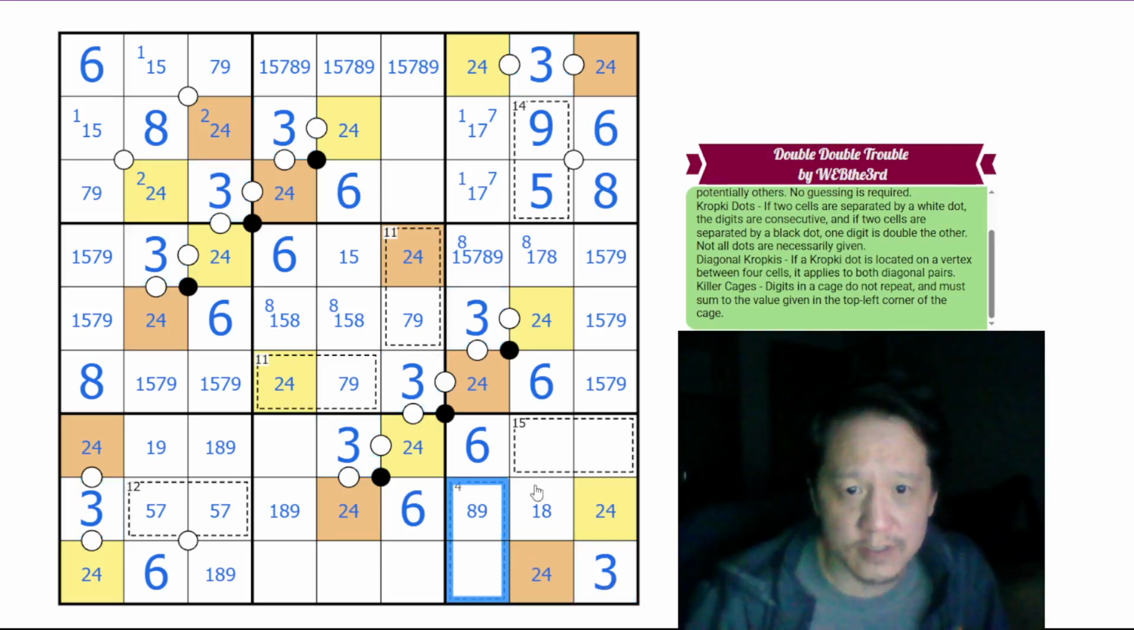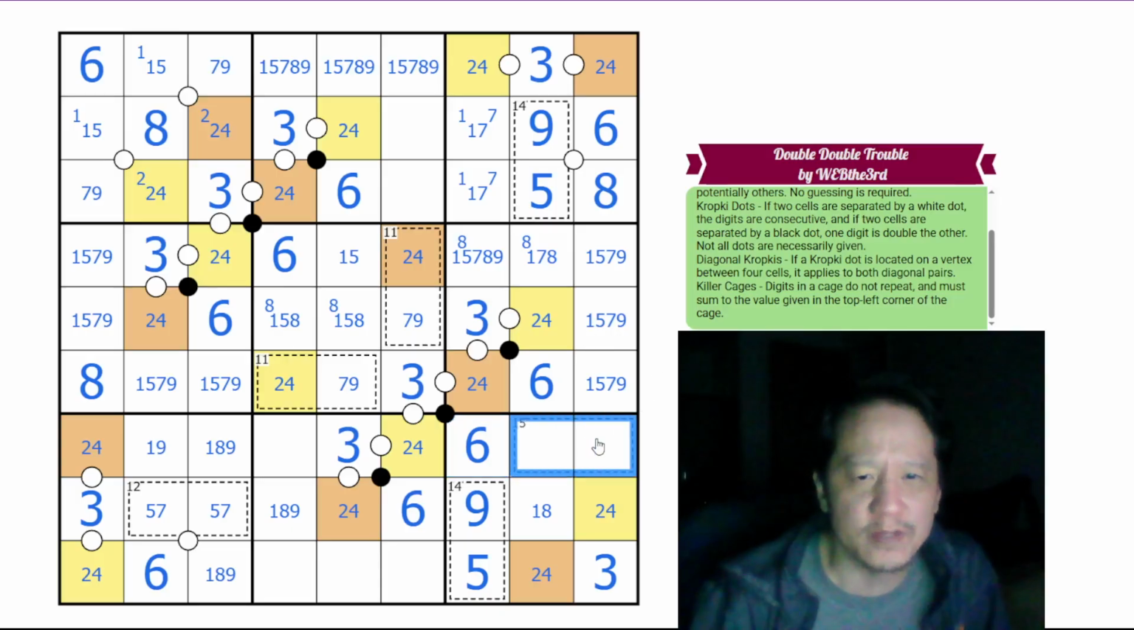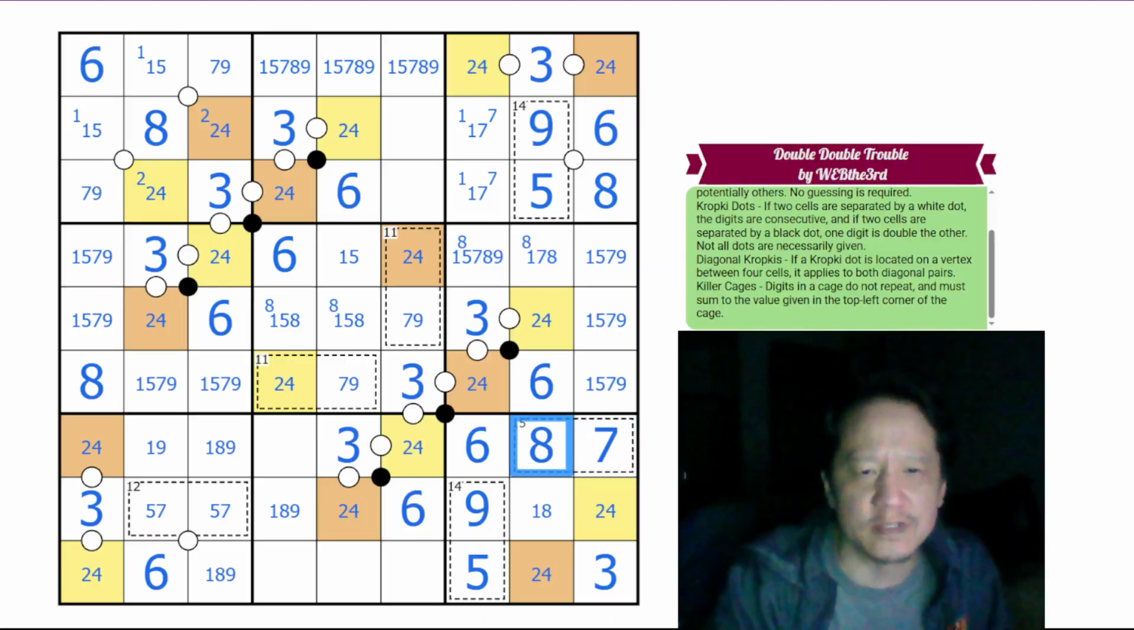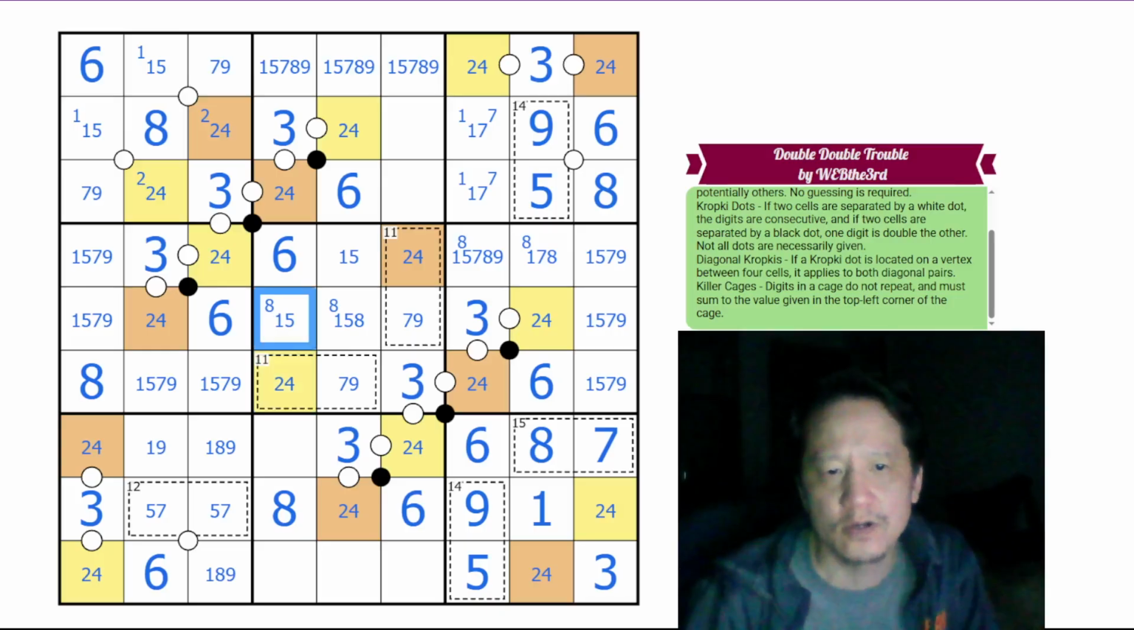This adds up to 14 without a 6. So it must be 5 and 9. This then adds up to 15 without a 6. It's 7 or 8. This can't be 8 because of 8 in the column, so that's 7. This is 8, which eliminates 8 here, so it's 1. This can't be 1 or 9. It's 8. That eliminates 8 from being here, which means this is 8 here.